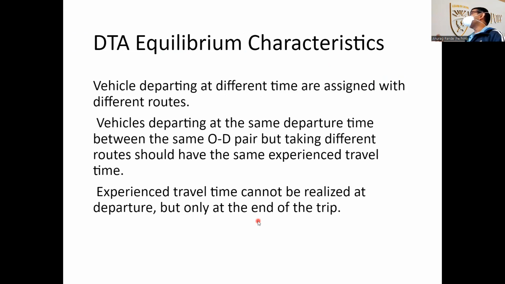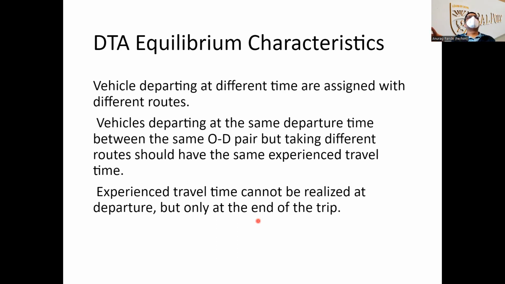So the DTA equilibrium characteristics: vehicles departing at different times are assigned different routes. When I say the travel time has to be equal in the static assignment, now we'll still say that the travel time still has to be equal, but only for the vehicles that depart at the same time. If you depart at the same time, your travel time must be equal. Vehicles departing at the same departure time between the same OD pair but taking different routes should have the same experienced travel time. So you want to be able to experience that same travel time. Obviously, you can see the problem here because the experienced travel time cannot be realized until the trip is over.